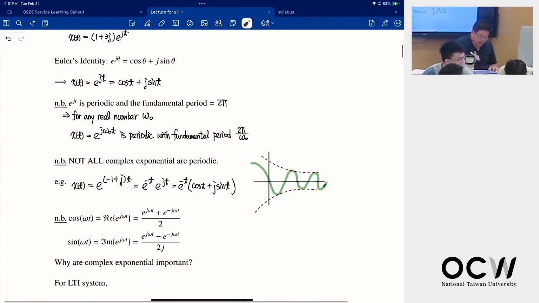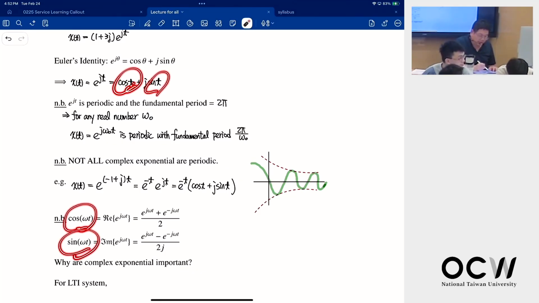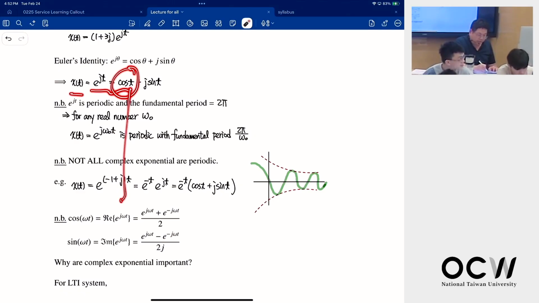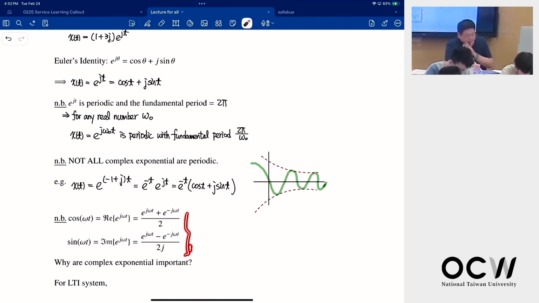We can also express cosine omega t or sine omega t using the complex exponential. Cosine omega t is the real part of e to the j omega t, and sine is the imaginary part. So cosine will be e to the j omega t plus e to the minus j omega t, divided by 2. Then sine omega t is here. That's using complex exponentials to express sinusoidal functions.